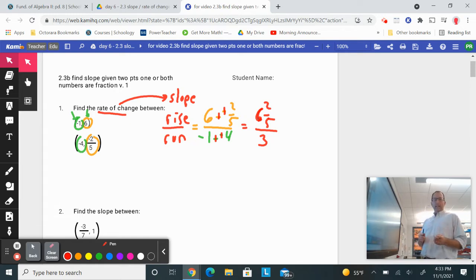Number one, dividing is the same as multiplying by the reciprocal. So I could take 6 and 2/5 and multiply by the reciprocal of 3. And the reciprocal of 3, which is 3 over 1, is 1 over 3. In order to multiply with a mixed number, you change it to an improper fraction. So 6 times 5 is 30, 32 over 5 times 1/3. Then you look to simplify any numerator or denominator.